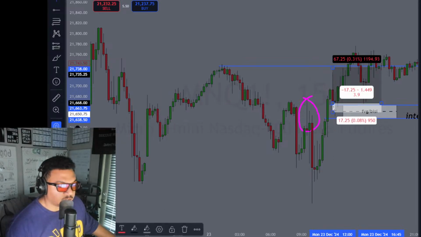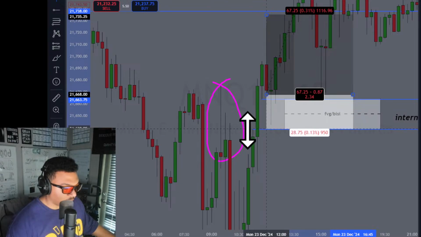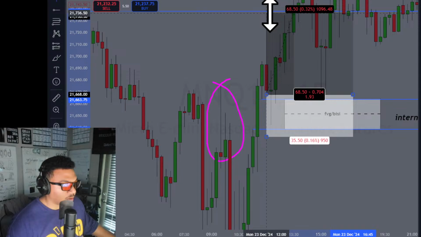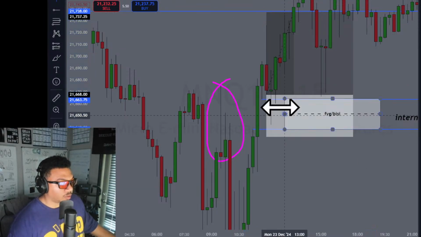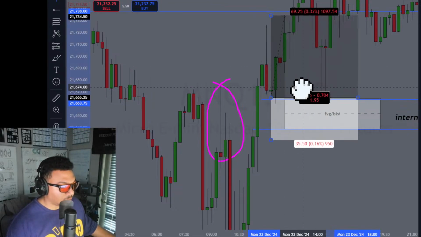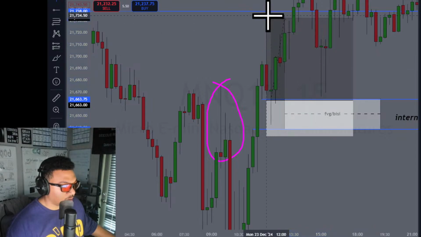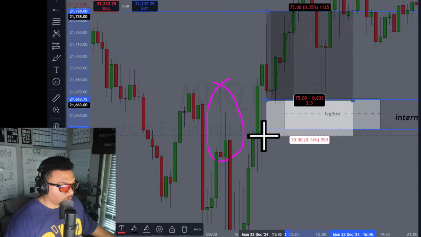Let me turn off the magnet. Sometimes when you have the magnet on, it kind of messes it up. So I'd be using the candle body, 35 points, and then I'd be targeting about, let's just round it to 70 points. So about a 2-to-1 on this trade. Mind you, that's if you get in, well, actually, let me adjust it again. If you get in right here, 2.5-to-1.